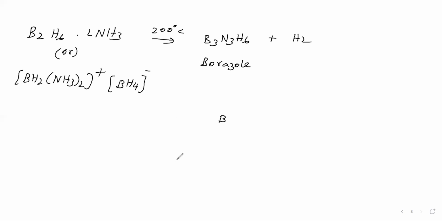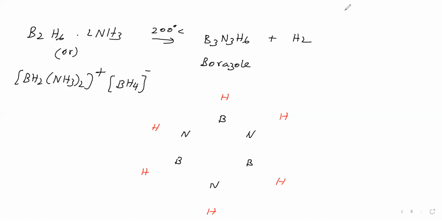We'll write in between boron atoms. Let us write nitrogen atoms. In between boron atoms, we are writing nitrogen atoms. Then we'll give hydrogens now. Because 6 hydrogens are available, for each nitrogen we give one hydrogen, and for each boron we give one hydrogen.